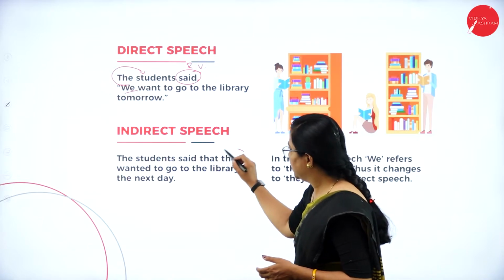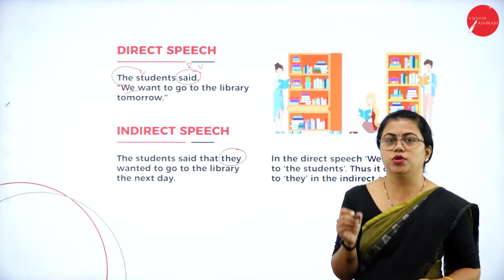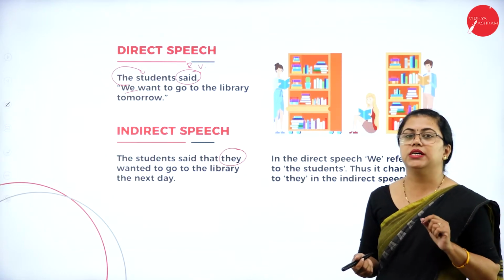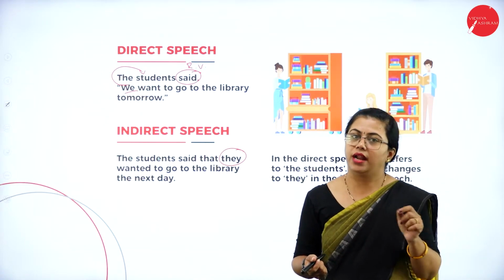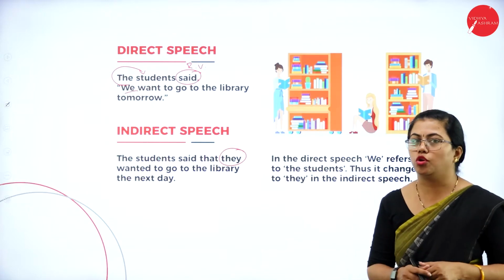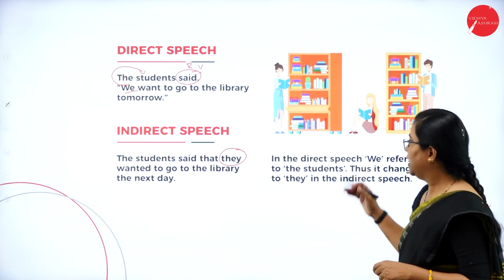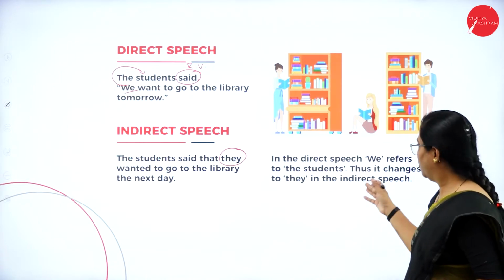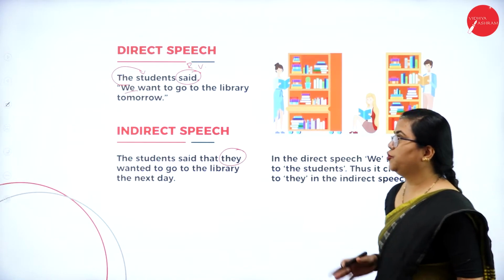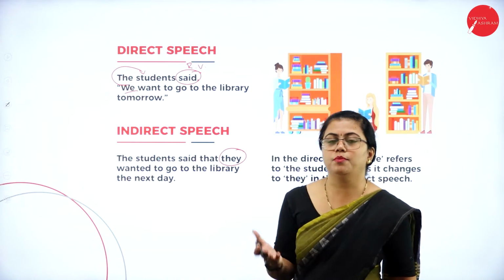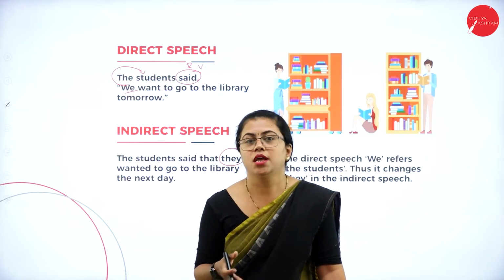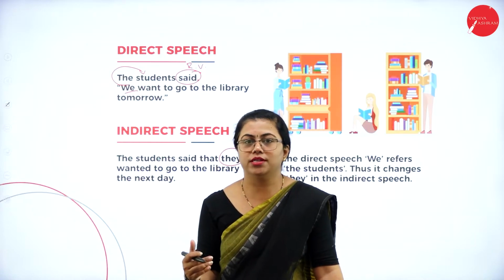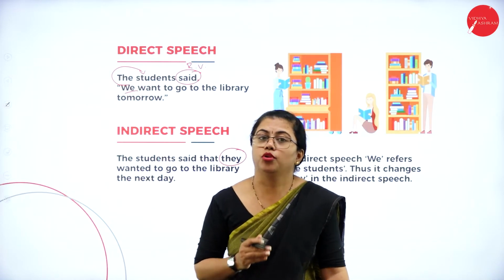So I am using they. Since it is plural, students is plural, we are using they. So depending upon the speaker, gender and number, the pronouns also will change. So in indirect speech, students are referred to as they over here. Fine. So these are few examples, the basic rules I am telling you. The first rule you had to learn was to replace these punctuation marks. Okay. The second rule what you learned is there will be change in pronouns also.